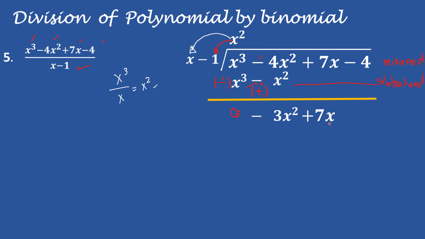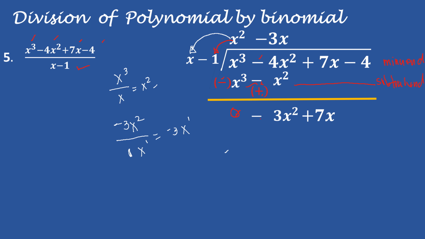After bringing it down, as we did before, we divide the first term by the first term of our divisor. So negative 3x squared divided by x. Of course there is a 1 understood, so we have a negative 3, and then there is a 2 and a 1, so negative 3x to the power of 1. Where should we place the negative 3x? We will place it in there.